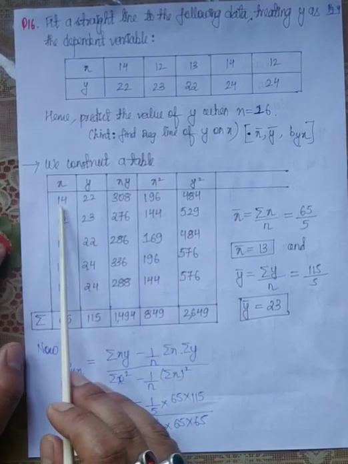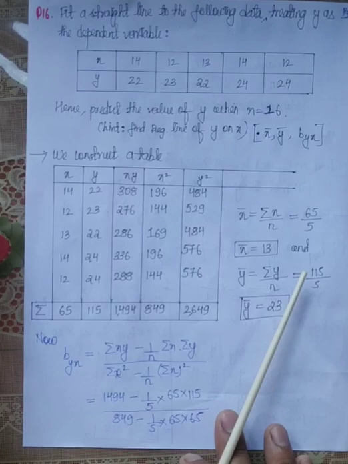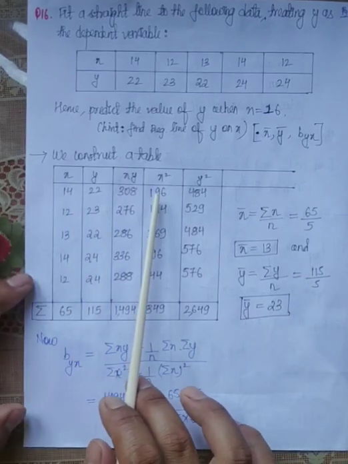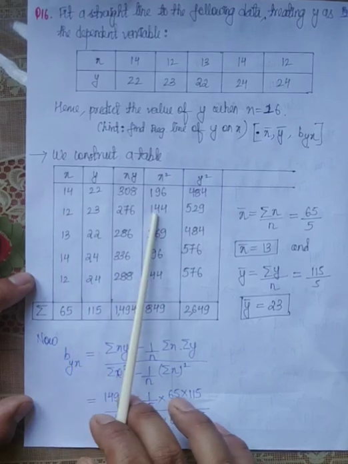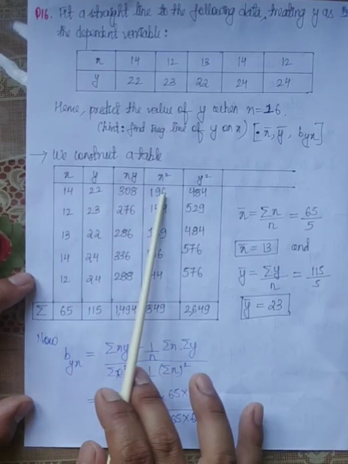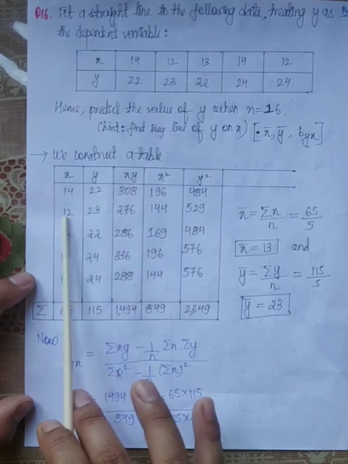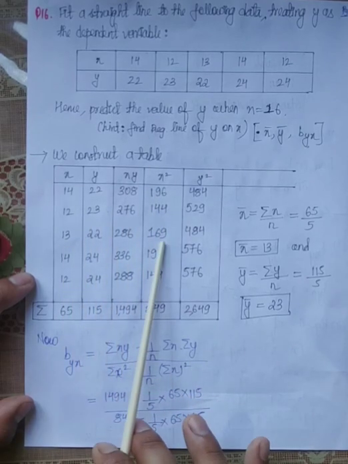So what is the value for x? 14. So x square means 14 into 14, which is 196. Why x square 12? X is 12, so x square will be 144. The corresponding squares: 14 square is 196, 12 square is 144, 13 square is 169.